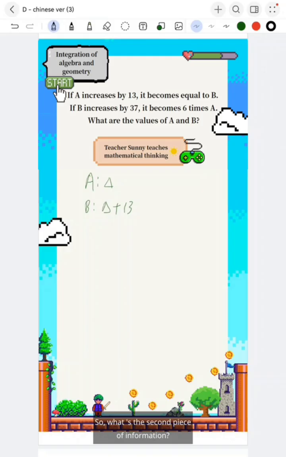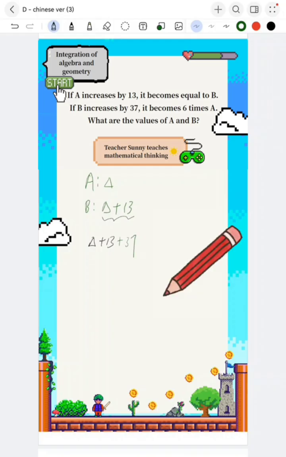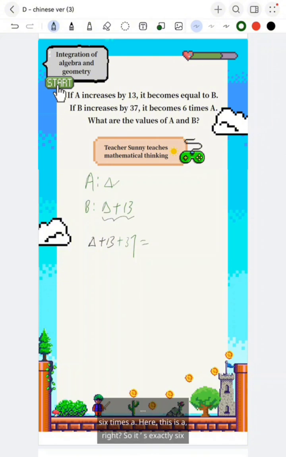So what's the second piece of information? After increasing B by 37, it becomes exactly 6 times A. Okay, so we know this is B, right? So B, which is a triangle plus 13, is increased by 37. What does it become? It becomes exactly 6 times A, that is, 6 triangles.